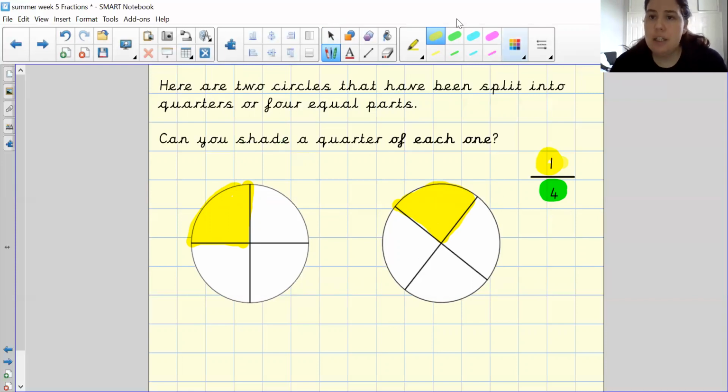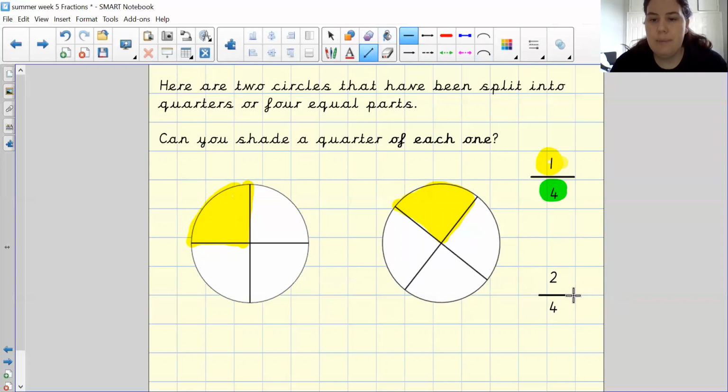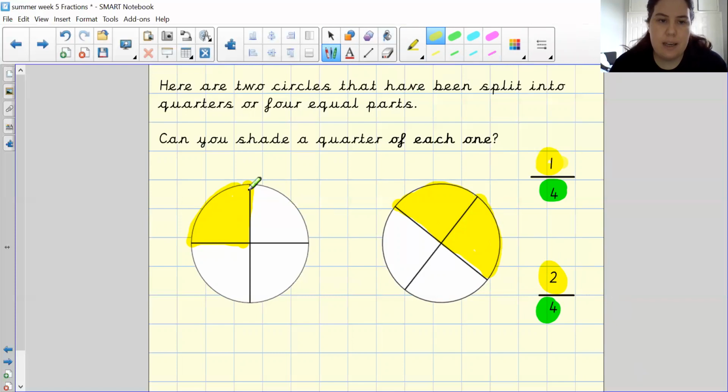If it asked you to colour 2/4, so if it asked you to write 2/4, like that, it's asking you to colour how many pieces? 2. Fantastic. So instead of colouring one piece, it's asking you to colour 2 pieces out of the 4. So I'm going to colour now 2 pieces to represent 2/4. So I've coloured a piece there on that circle, and then I'm doing it on the other circle as well to represent it.